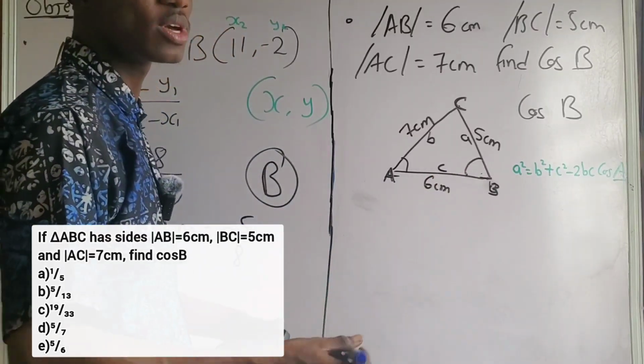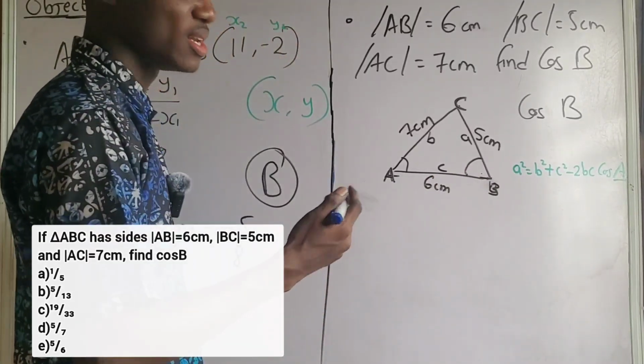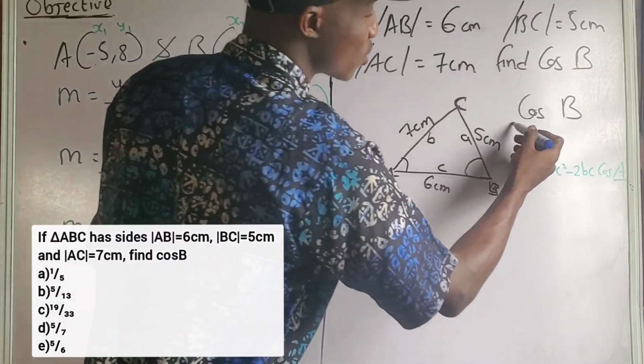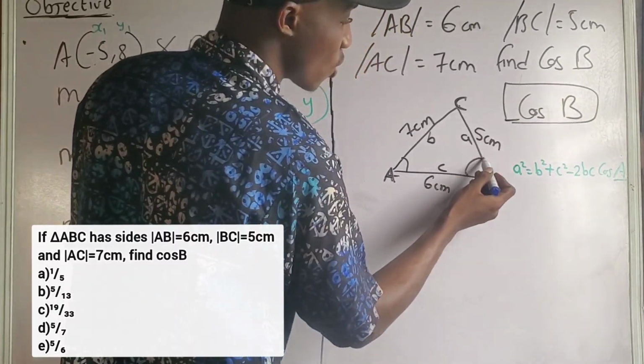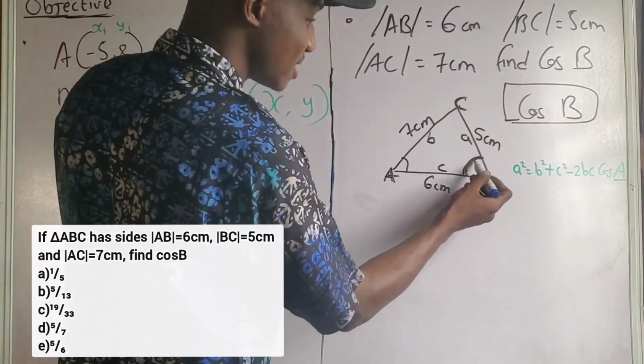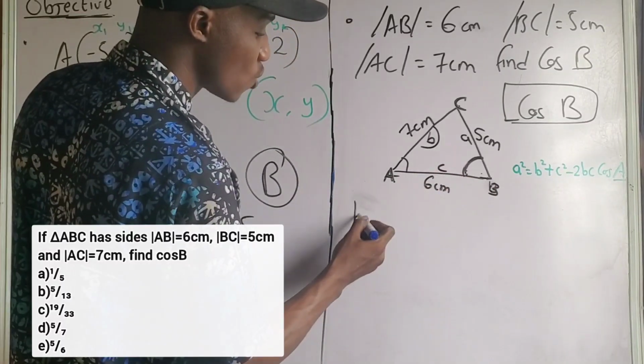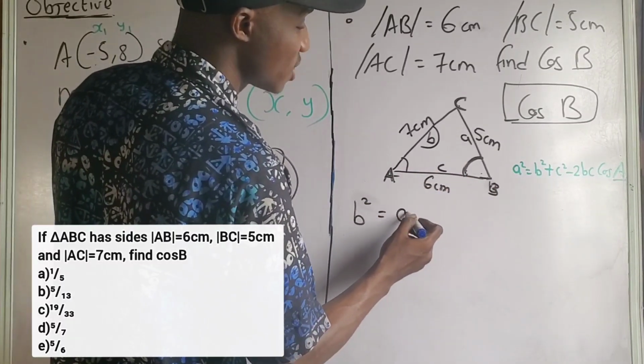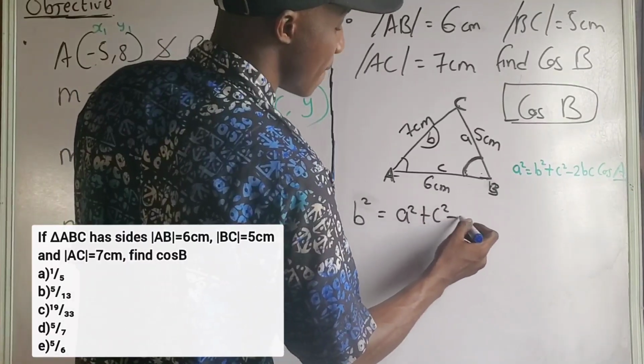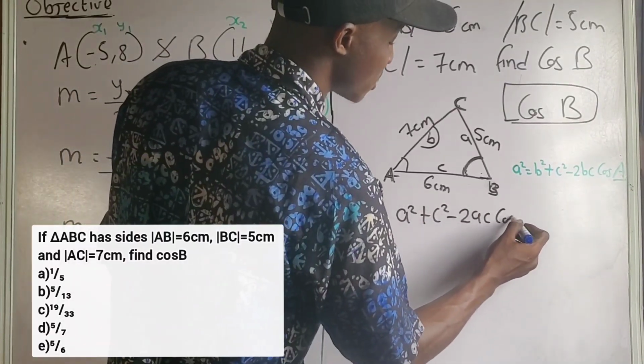Since we are looking for cos B, it is b that you're going to equate to the other sides. Listen to me carefully. What you're asked to find is cos B, and this is angle B. The side that B faces is small letter b. So I'm going to have b squared equals a squared plus c squared minus 2ac cos B.